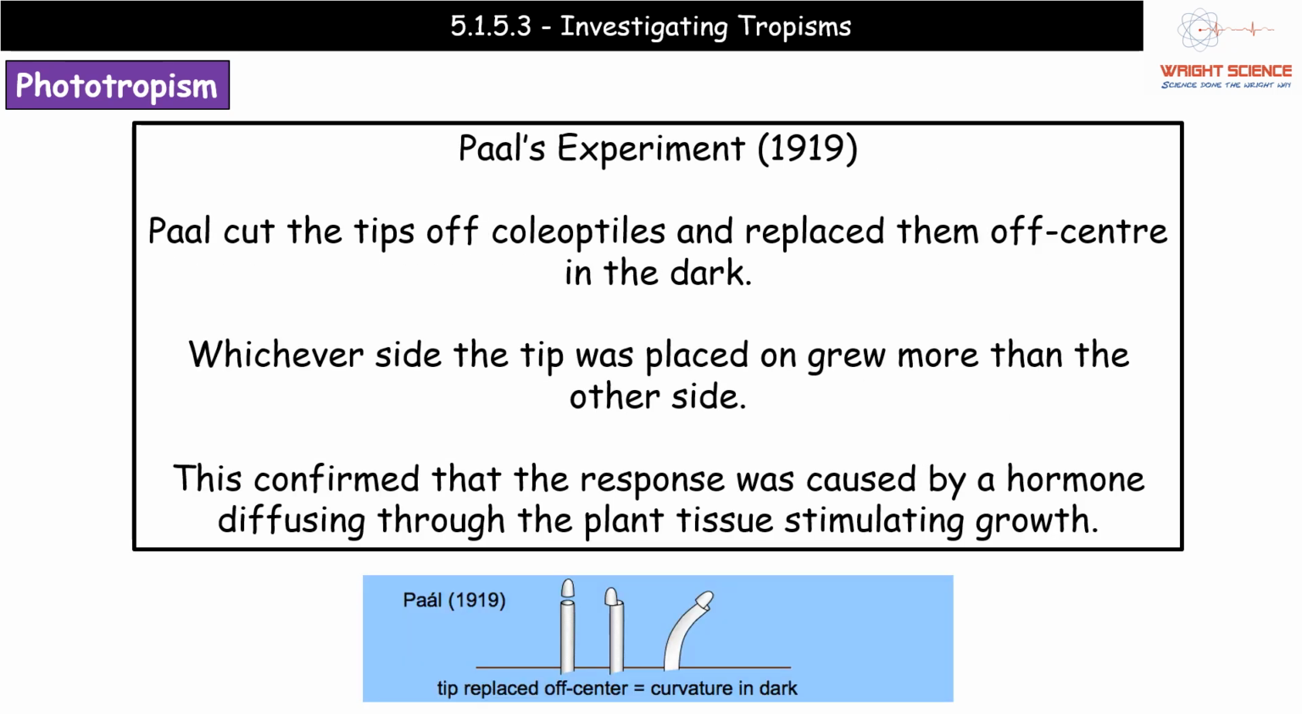1919, we come to Paál's experiment, and Paál cut the tips off the coleoptiles, but then replaced them off-centre. Now, whenever the tip was replaced off-centre, whichever side it was placed on, that one grew more than the side it wasn't on. So this again backs up the idea that there's something moving through that plant tissue that stimulates the growth.